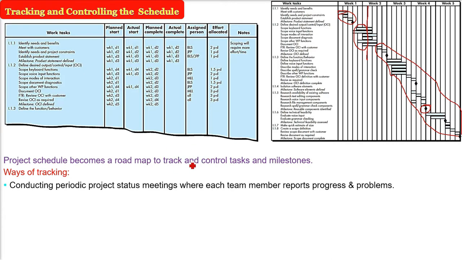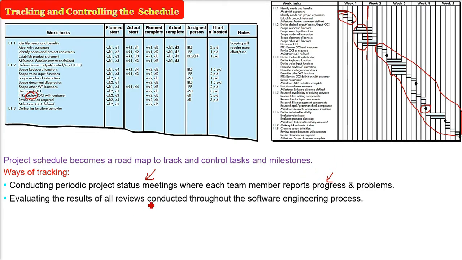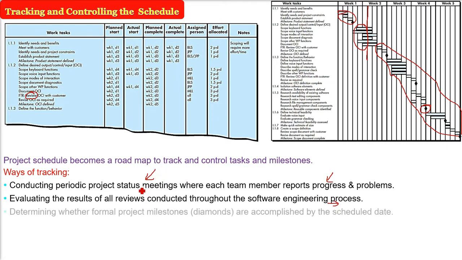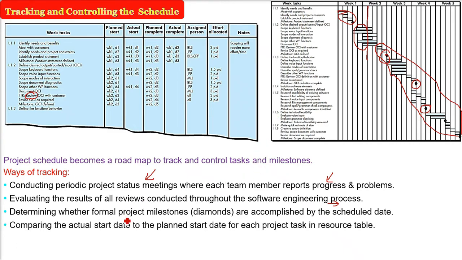The ways of tracking are very simple. Everyone knows these are common sense: you need to meet people, ask them about progress, ask them to give reports, and ask about the problems. You can evaluate all the results you have got from the reviews, and this has to be done for the whole software engineering process. Basically, you are reviewing with meetings, you have a chart in your hand, and you are just asking. And then you need to see whether the diamonds, which are the milestones and significant work products, are accomplished by the scheduled date or not.